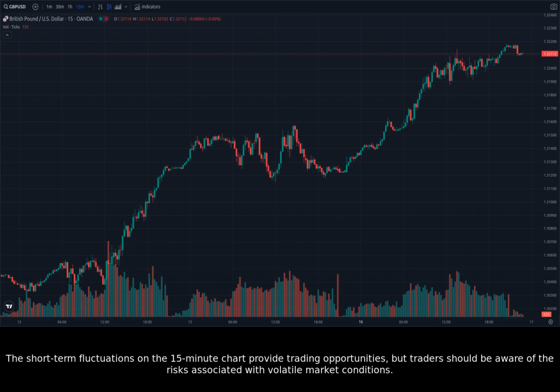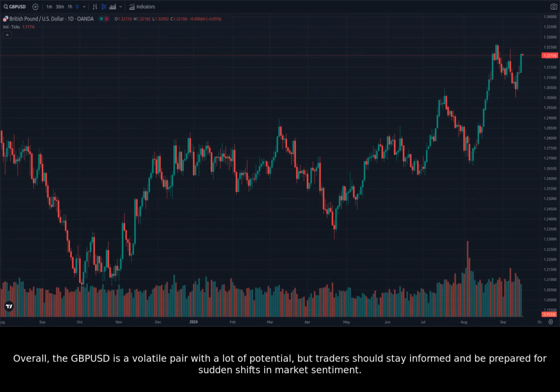The short-term fluctuations on the 15-minute chart provide trading opportunities, but traders should be aware of the risks associated with volatile market conditions. Overall, the GBPUSD is a volatile pair with a lot of potential, but traders should stay informed and be prepared for sudden shifts in market sentiment.